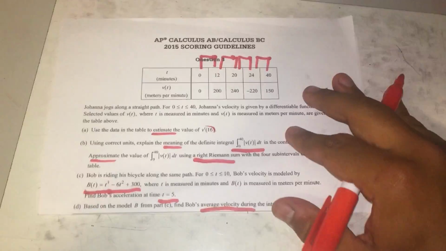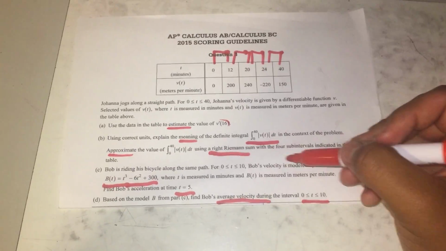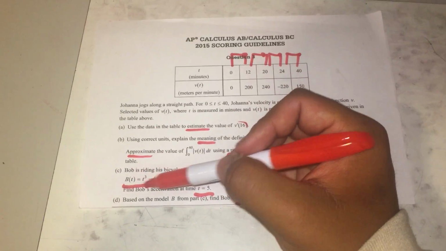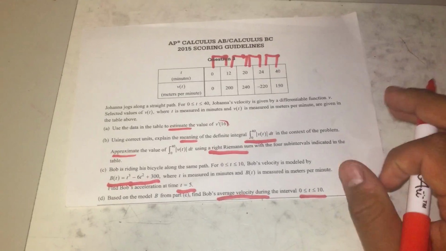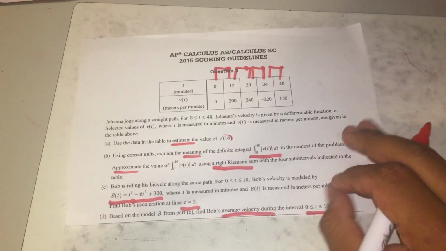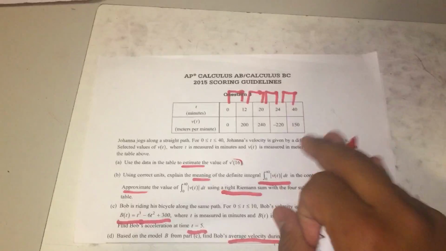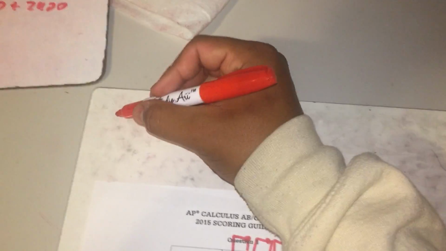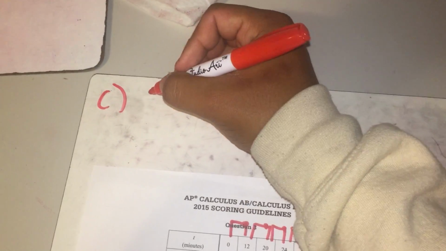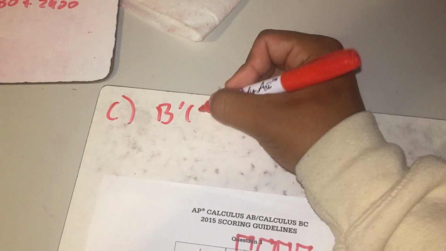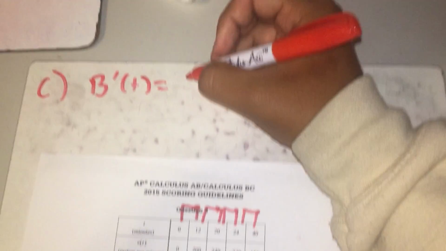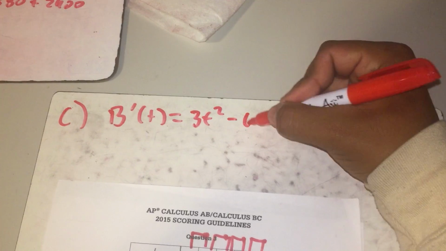Alright, let's put this to the side. Almost done. Alright, so for part C, they're giving us Bob's velocity, and it's modeled as this equation. And the question is asking for Bob's acceleration at t equals 5. This is very simple. All you gotta do is take the derivative of his velocity, which is 3t squared minus 6t.